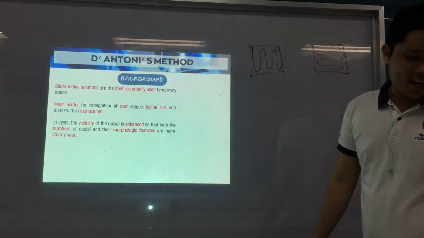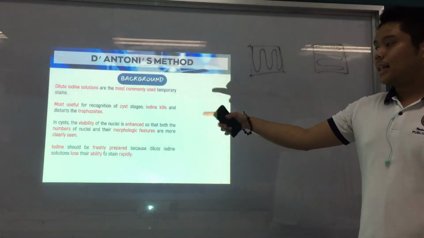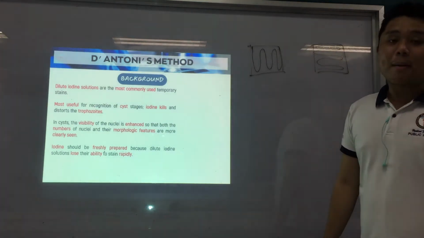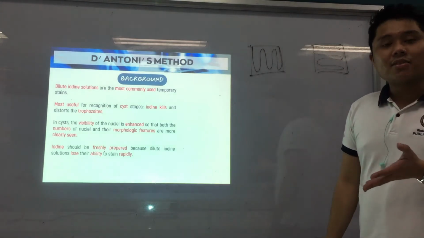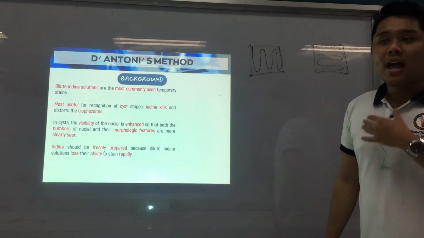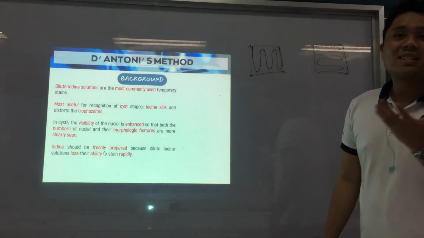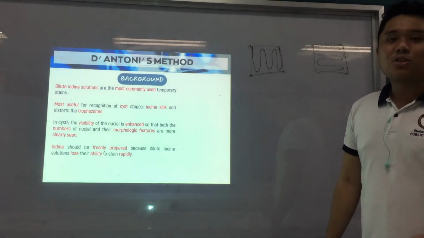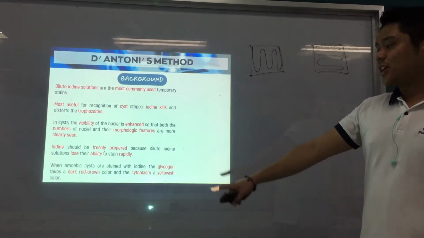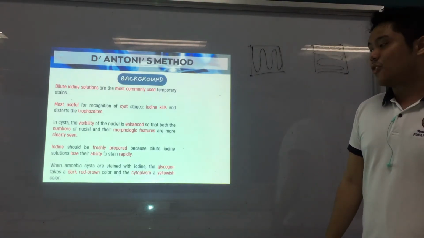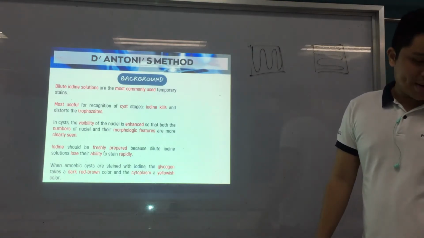Iodine should be freshly prepared because it can lose its ability to stain rapidly. If the iodine has been stored for long, it no longer has the ability to stain, so you cannot see the enhanced visualization of your cysts. When amoebic cysts are stained, the glycogen takes a dark red-brown color and the cytoplasm a yellowish color. Here is an example picture.